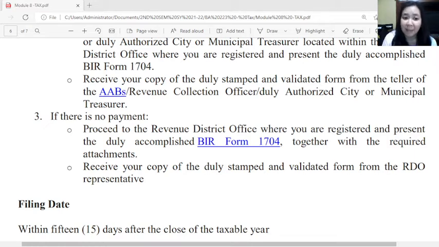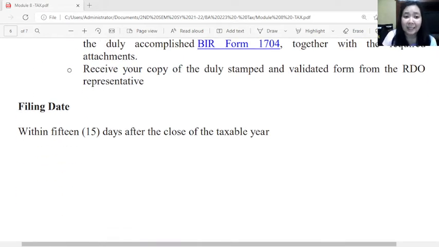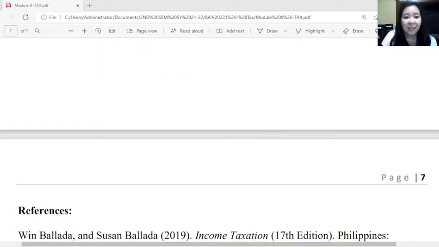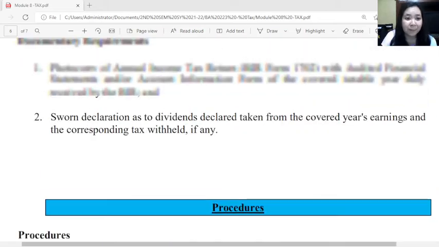If there is no payment, then they will proceed to the Revenue District Office where they are registered, and present this BIR Form 1704 together with the required attachments. After that, they will receive their copy of the duly stamped and validated form from the RDO representative. That's how they are going to file this BIR form. The filing date, again, is within 15 days after the close of the taxable year. Those are for the accumulated earnings tax for the corporation.